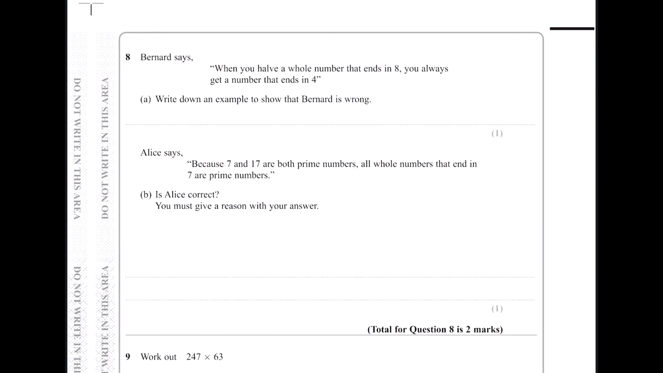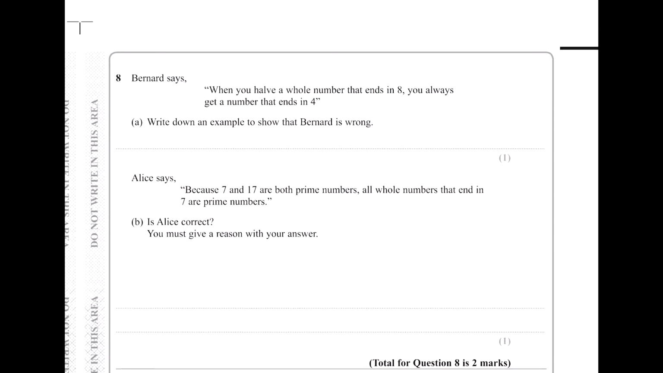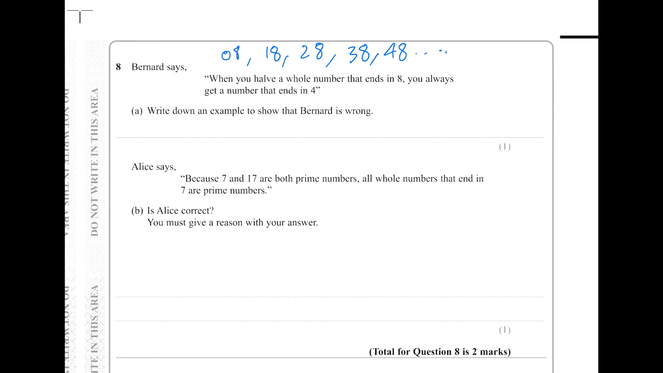Okay, next question. It says, Bernard says, when you halve a whole number that ends in 8, you always end up with a number that ends in 4. Write down an example to show where this is incorrect. Well, firstly, let's list out some numbers which end in 8. So we have 8, we can have 18, 28, 38, 48, and so on, just by varying the first number and keeping the last digit the same. So if we do that, let's just pick the second one, so 18. So an example is 18.